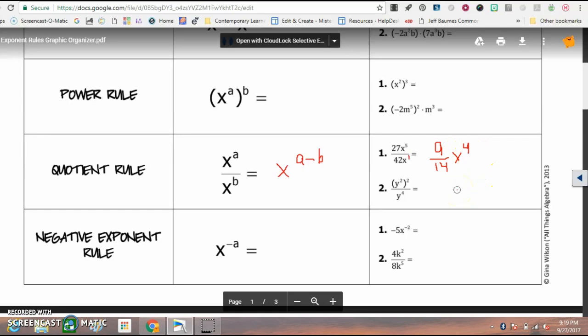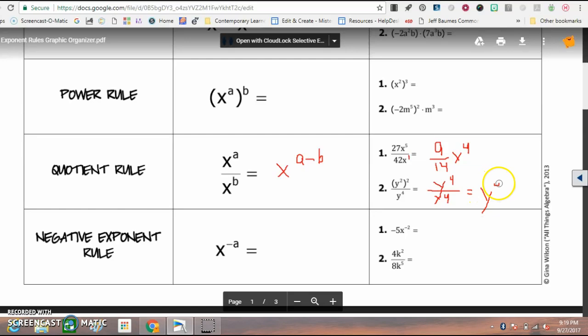Okay, let's try the next one. On top, we have y to the second. So we have y to the fourth. The denominator is also y to the fourth. Oh, this is interesting. Well, let's see. I think we keep the base. If we keep the base, that also means we have to subtract the exponents.